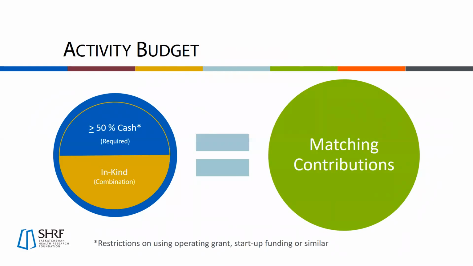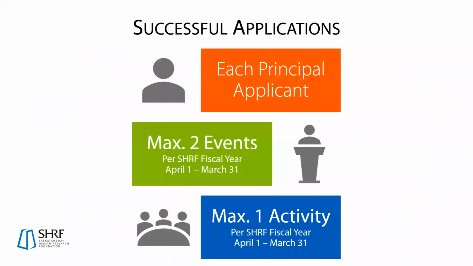So, moving on from the activity budget. When it comes to most of our grants, you can usually only apply for one a year. For establishment, you can only apply once a year until you're successful. For CID, you can only have one as principal applicant. But with Research Connections, it's a little bit different.